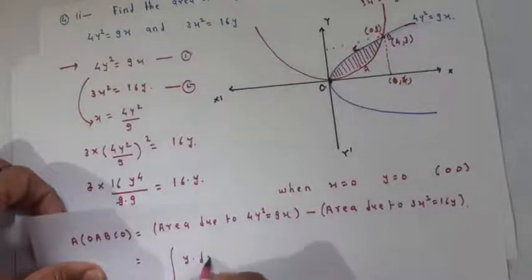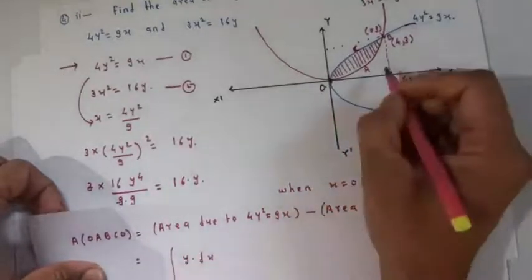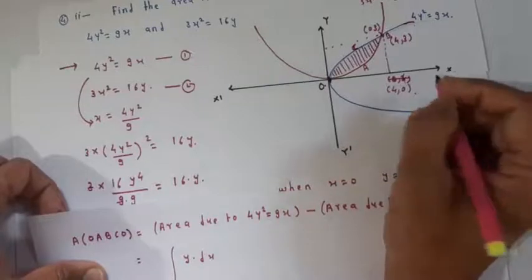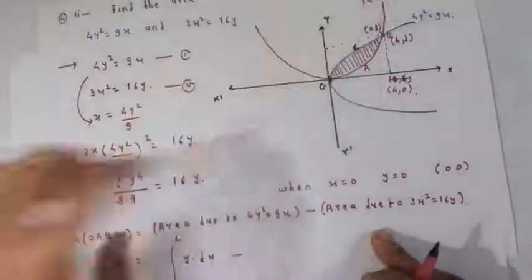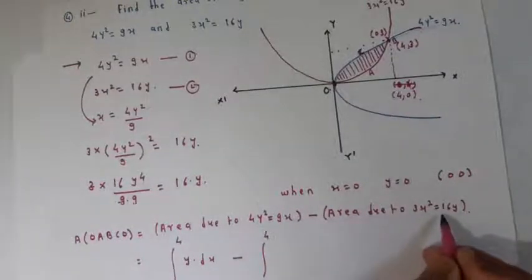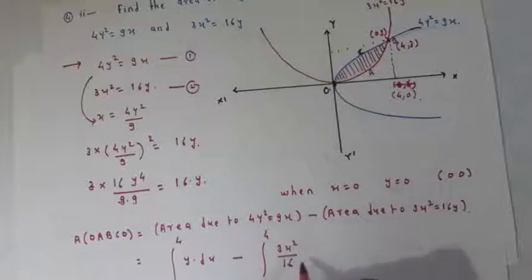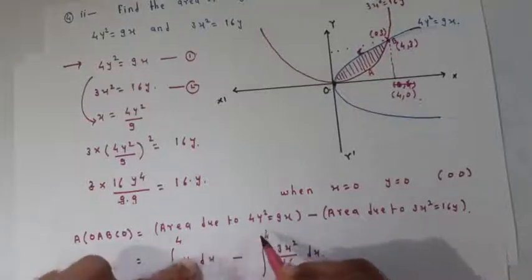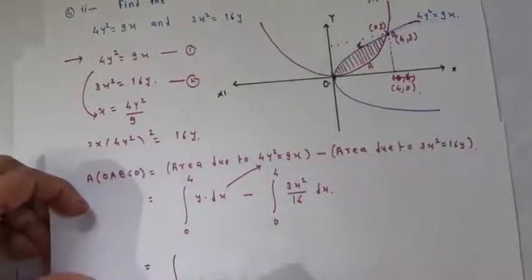So let us find the area. Integrating y with respect to x, the limits of integration are according to x, that is 0 to 4. So the area is the integral from 0 to 4 of y dx minus the area due to this curve, the integral from 0 to 4 for the parabola 3x square equal to 16y, where the value of y is 3x square upon 16, with respect to x.